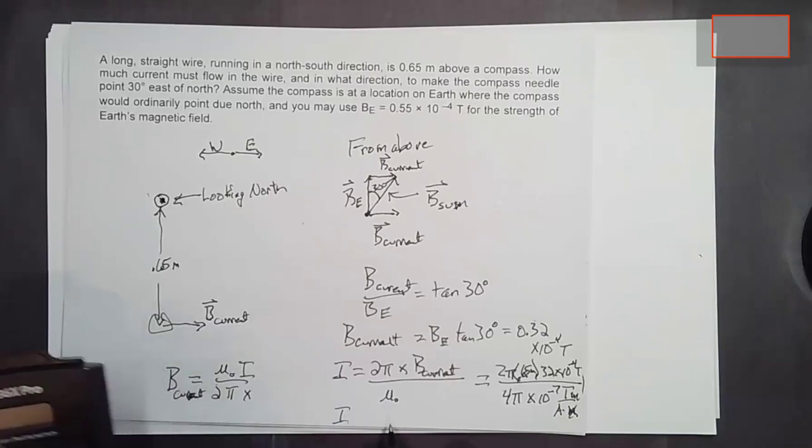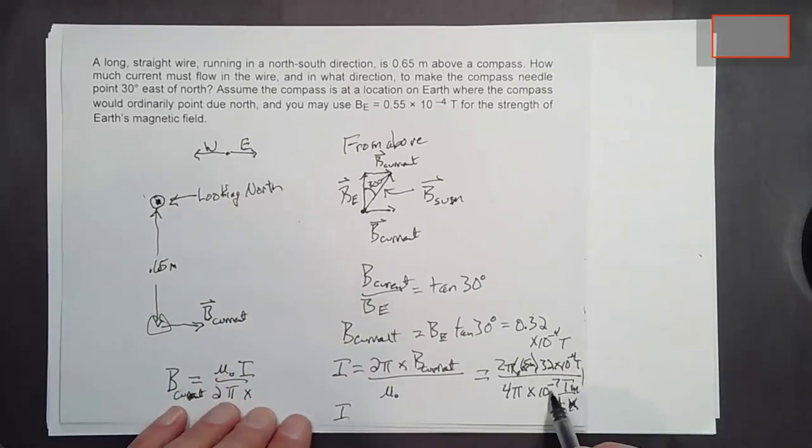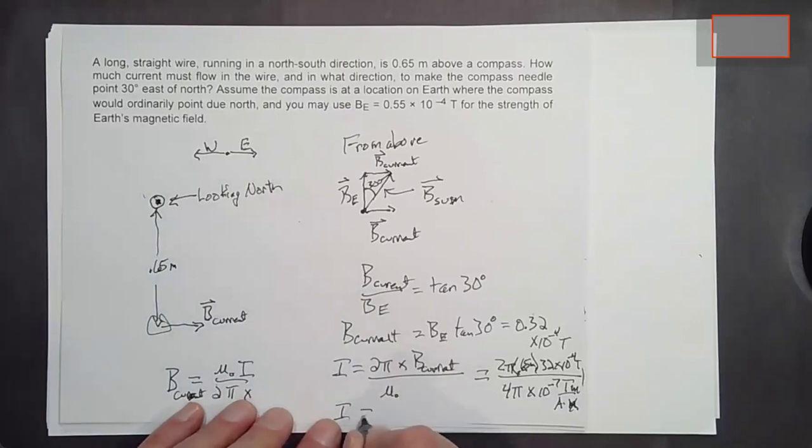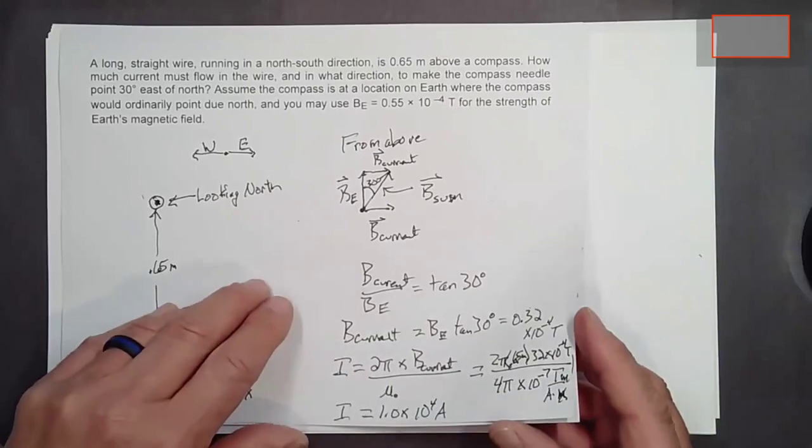And this is a big current. And I guess it makes sense. I've got a minus 4 up there and yeah, I end up with about 1.0 times 10 to the fourth amps, which a power line might have that much current in it. I don't know, but that's a lot of current if you're going to deflect a compass needle by that much when you're 0.65 meters away from it. So kind of impressive. Anyway, at least if I plugged everything in there right. But pretty sure that's how that one turns out.